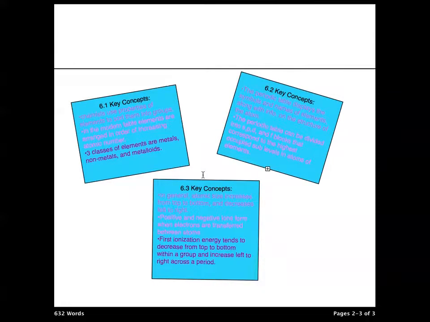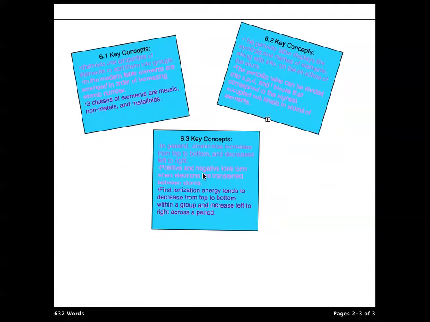In 6-1, we learned how chemists use properties of elements to sort them into groups, how the modern table elements are arranged in order of increasing atomic number, and 3 classes of elements which are important are metals, nonmetals, and metalloids. In section 6-2, we learned that the periodic table displays the symbols and names of elements along with information on the structure of the atom, which is very important and key. The periodic table can be divided into 4 blocks, which are S, P, D, and F. They correspond to the highest occupied sublevels in atoms of the elements.